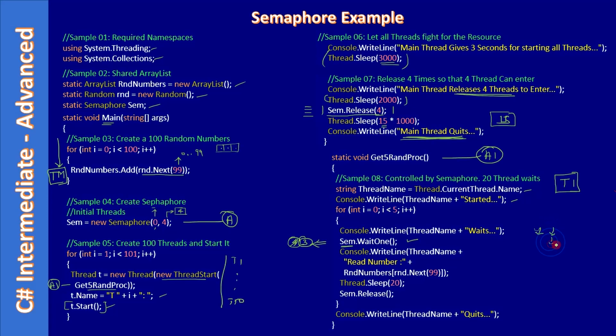One will be allowed to enter inside, and the semaphore count reaches 4. Any other thread that is calling Wait One should wait. Alright, so once the thread enters, now let's assume that T1 entered inside.